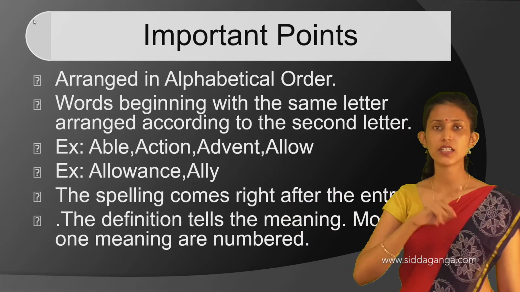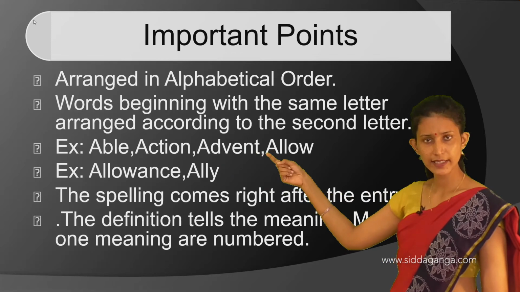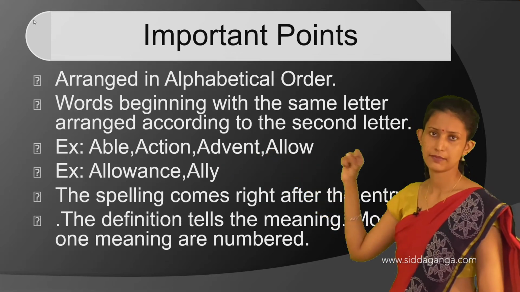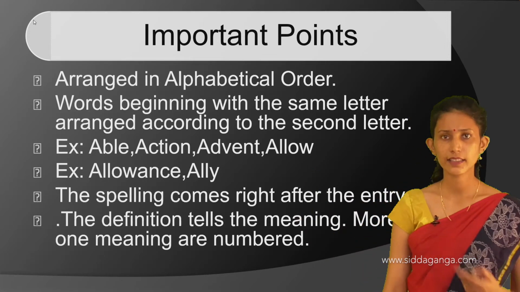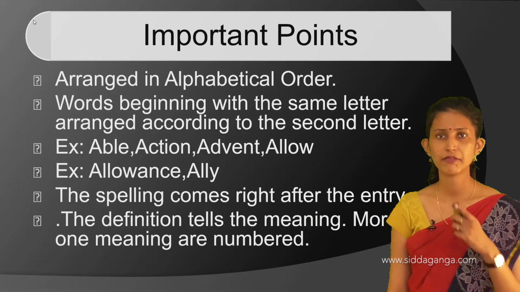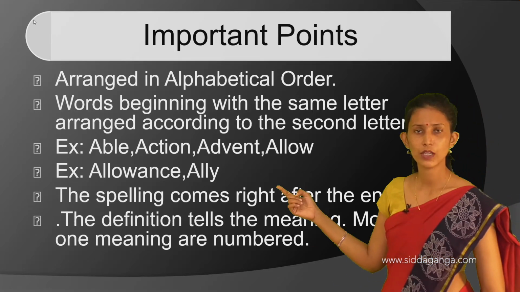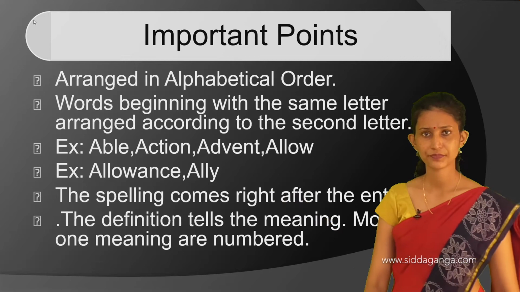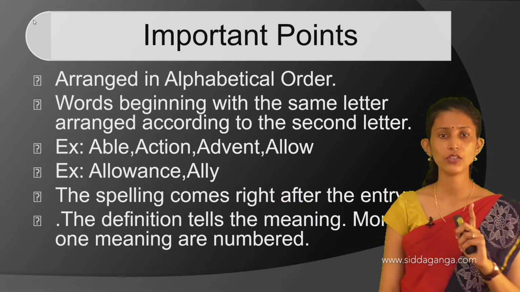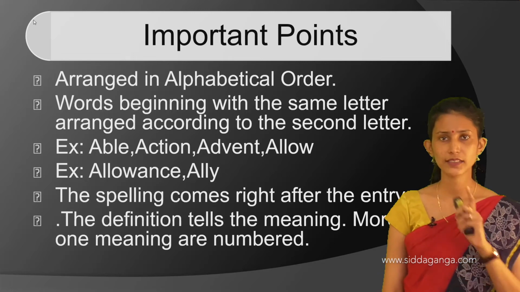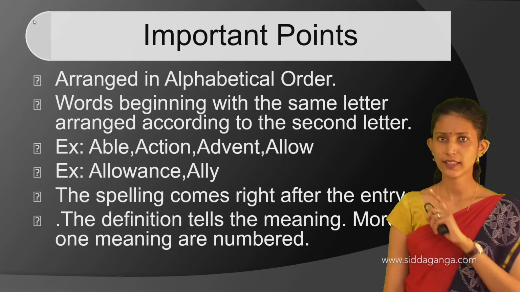So what is being arranged? It is being arranged according to, see here, AB, AC, AD, AL. So the next letter is taken and then it is arranged again into alphabetical order. See the example below, allow, allowance, alley, ALL, again ALL. So O is taken first and then followed by Y. So this is how words are arranged.